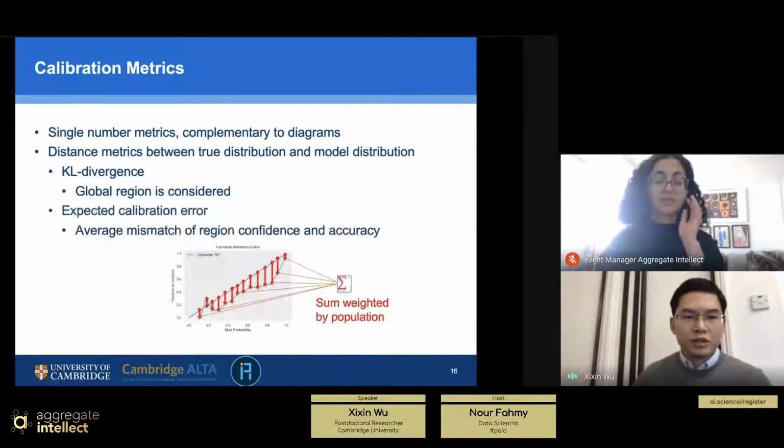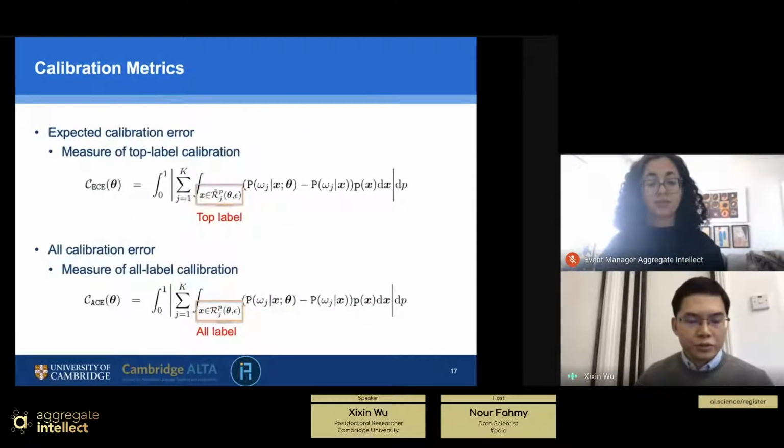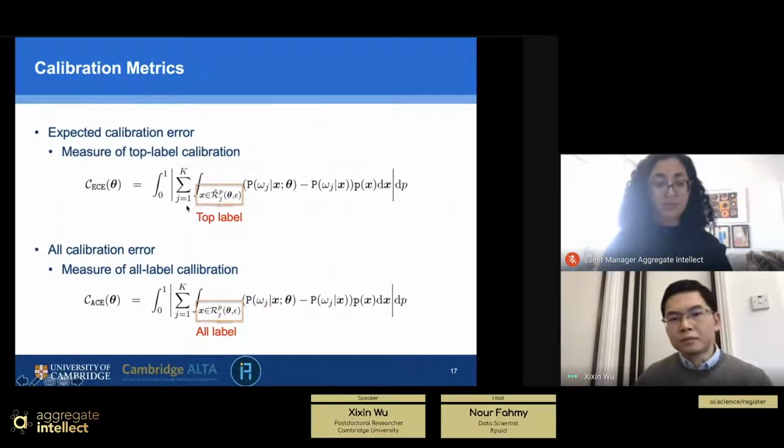And one other option is to consider the average mismatch of region confidence and accuracy. So we can take a weighted sum of these differences of region confidence and region accuracy together, and we get a single metric. There are some popularly used metrics like the ECE, which is a measure of the top label calibration. It basically tries to measure the top label regions' accuracy and confidence. Although we could call it top label calibration error, we just follow the naming convention in previous literature.